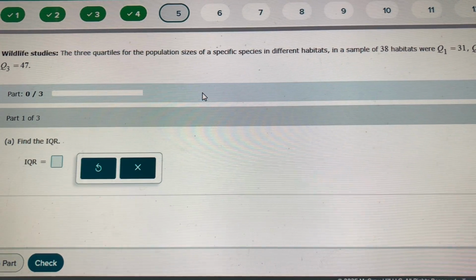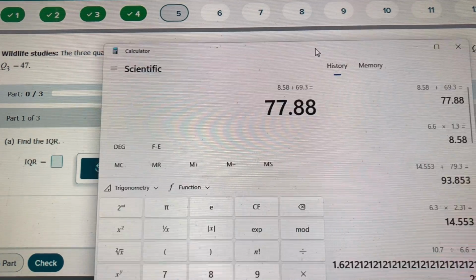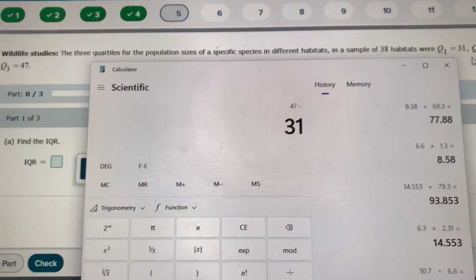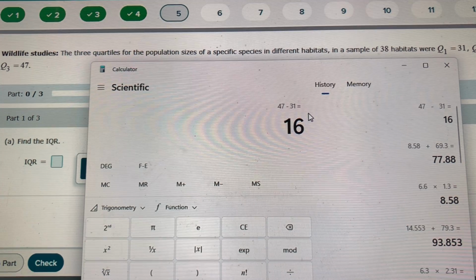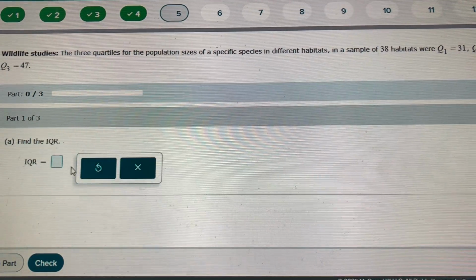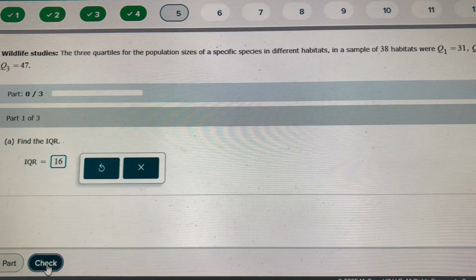Okay, here we go again with the quartiles, but they did the first part for you. So Q1 is 31. That's the lower quartile. Notice they do write it as Q2 this time, but that's the median. And then Q3 is 47. So part 1, find the IQR. That would be Q3 minus Q1. You don't use Q2 to find the IQR. So Q3 is 47 minus Q1, which is 31. The IQR, the interquartile range, is 16.